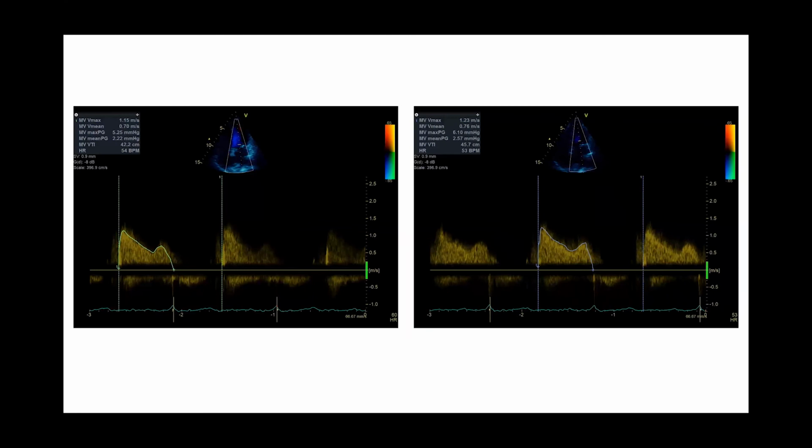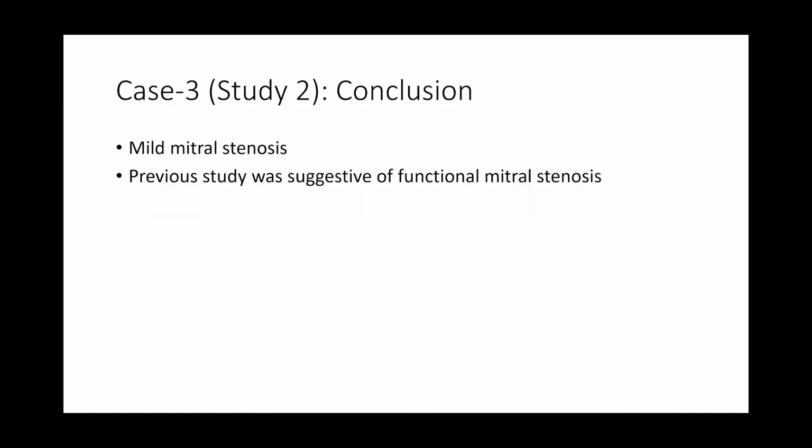Off the numbers now, she's got a mean gradient of 2.2. So that would be normal. So we've got 2 and functional. Basically, that's a very good case of functional mitral stenosis.